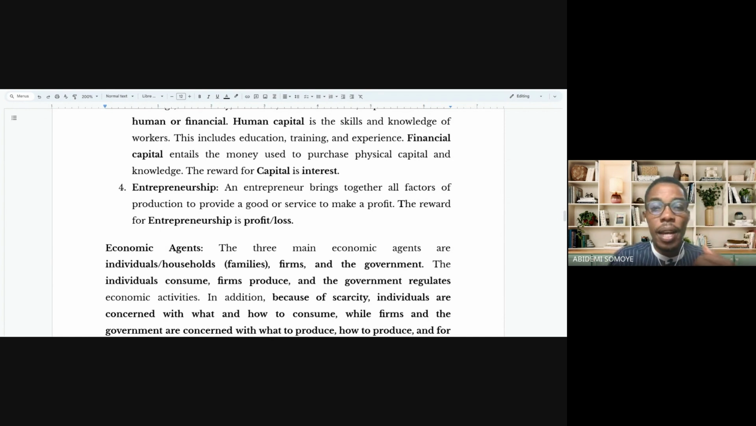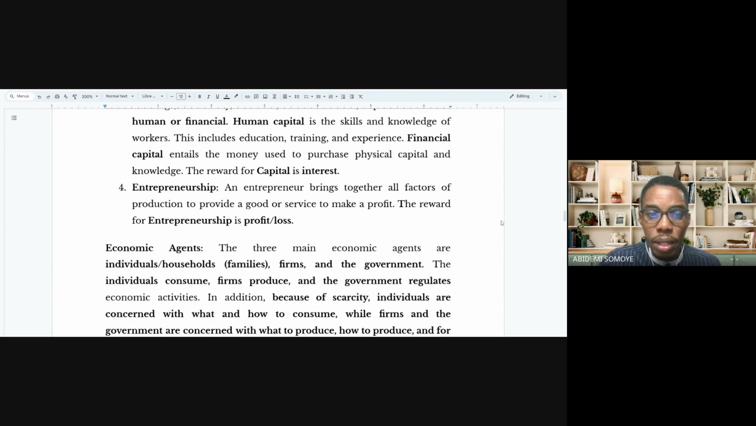And on the capital, I say you could have physical capital, and physical capital is used to produce other goods and services, such as machines and buildings. So those are types of physical capital. You also have human capital, which relates to the knowledge that you acquire, your intellectual capability and capacity. You also have financial capital, the financial resources that you need to purchase physical capital and knowledge, which we refer to as human capital. And entrepreneurship brings together a lot of factors of production, and the reward is profit or loss.